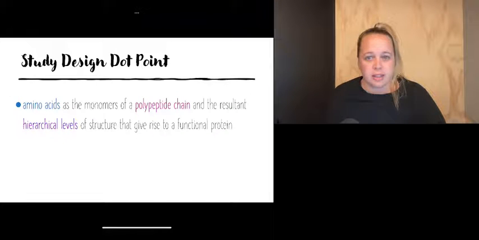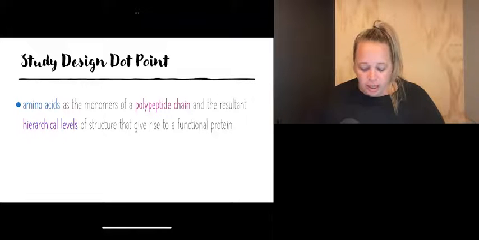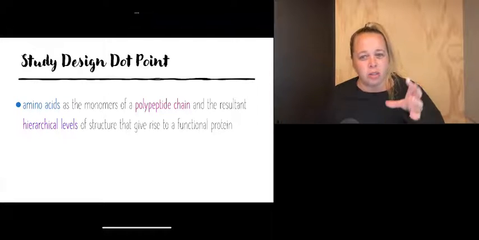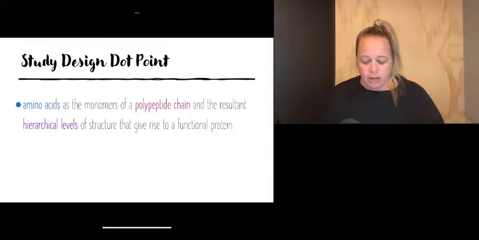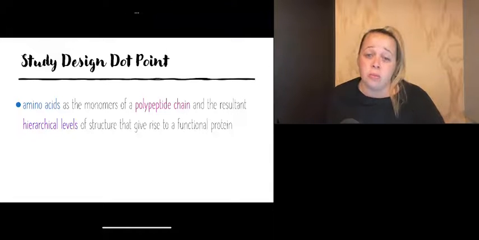So what does VCAA say that you need to know? VCAA says that you need to know amino acids are the monomer, so those single units of a polypeptide chain. And you need to understand the resultant hierarchical levels of structure that give rise to a functional protein.